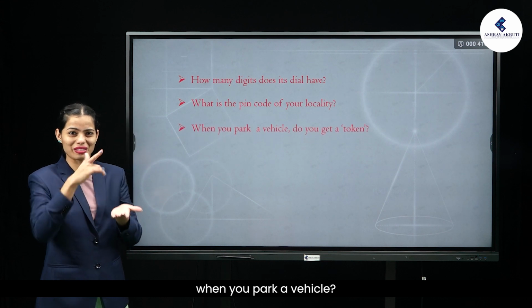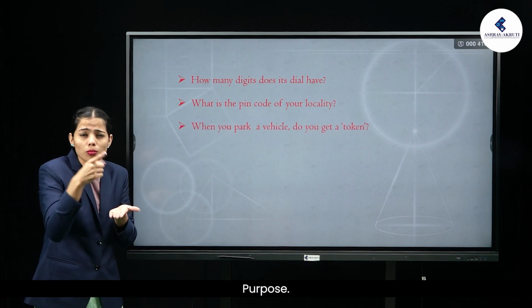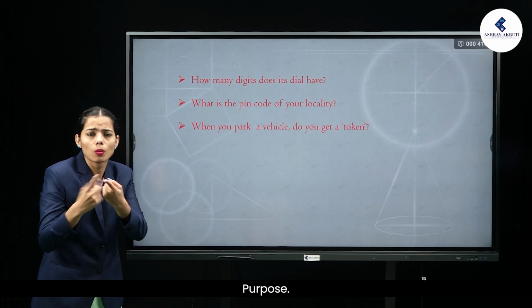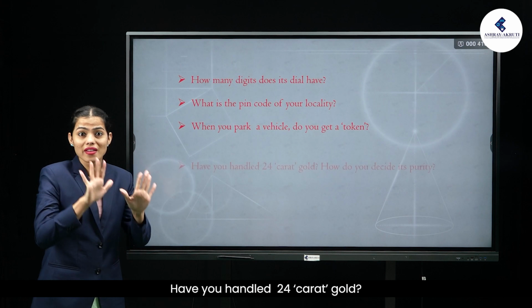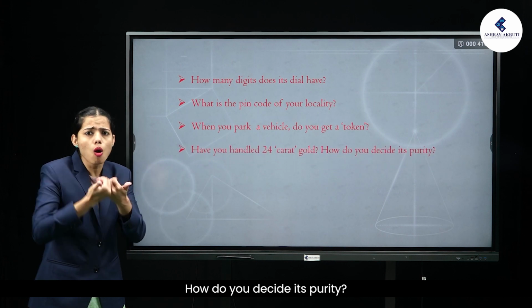When you park a vehicle, do you get a token? What is its purpose? Have you handled 24 karat gold? How do you decide its purity?